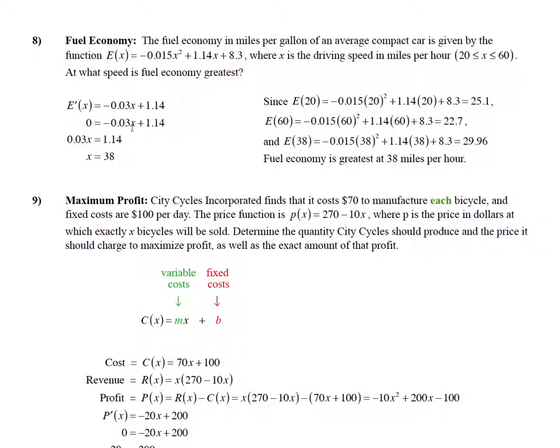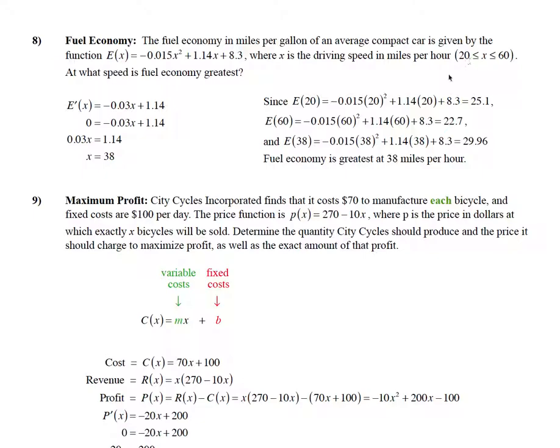Setting it equal to 0, you add 0.03x to both sides, and so that gives you 0.03x is equal to 1.14. Divide both sides by 0.03, and you get x is equal to 38. So that's our critical number. And so we evaluate at the endpoints of the interval and at the critical number.